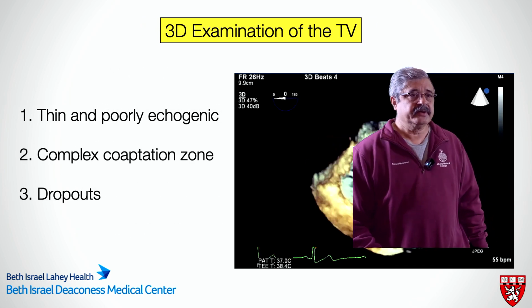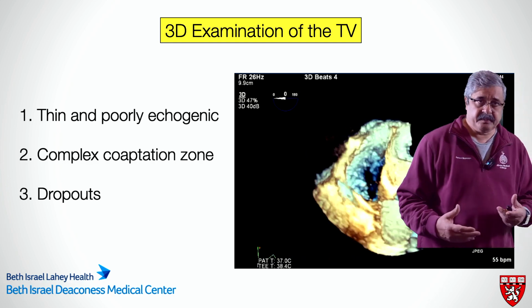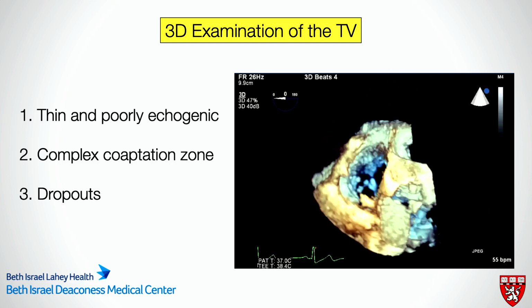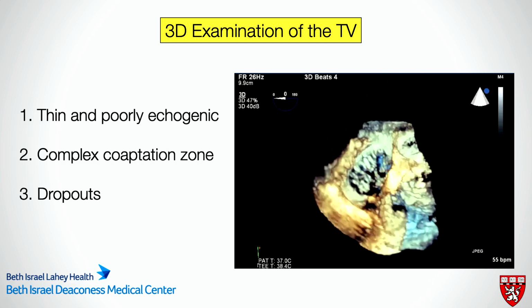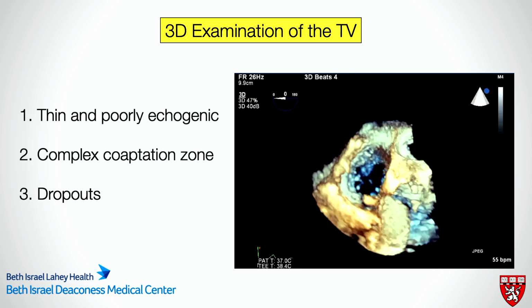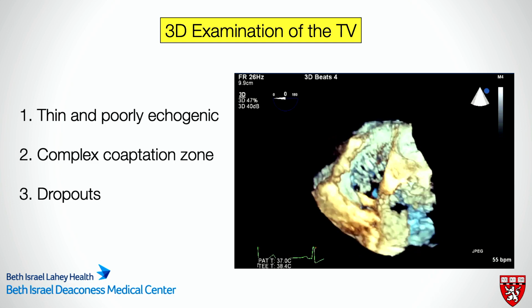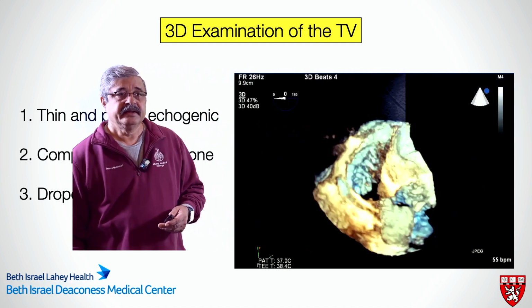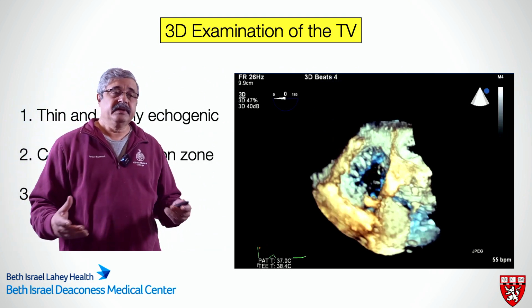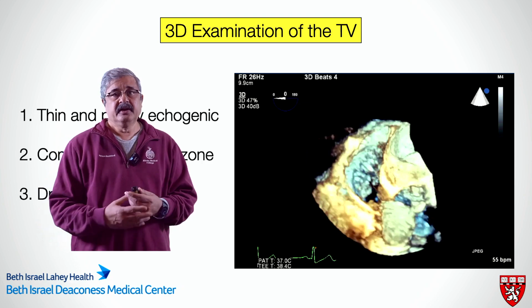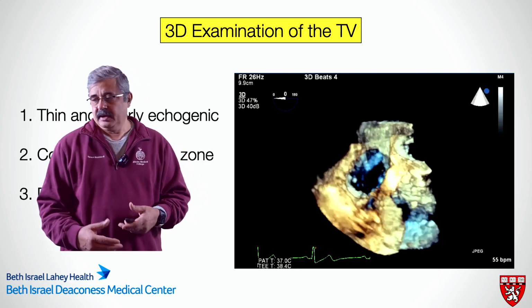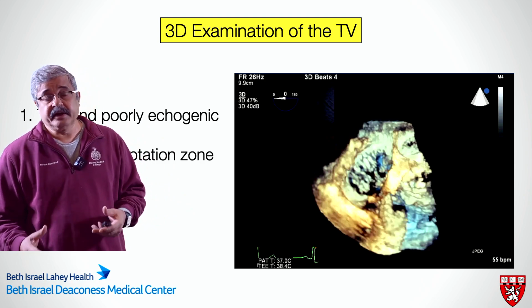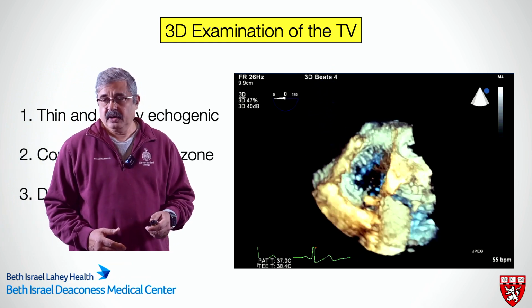Now, the 3D examination of the tricuspid valve goes through the same problems. As you can see in this 3D examination, you look in a non-FOS view through the right atrium, and you can see that the leaflets are again thin and poorly echogenic. The complex coaptation zone cannot be identified as well, and at the same time there are dropouts in this image, which are sometimes difficult to differentiate from holes or perforations, in situations where you have to make a critical diagnosis whether this is the source of regurgitation or not.